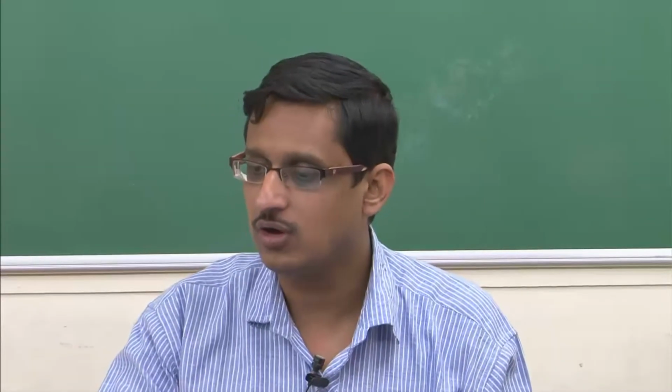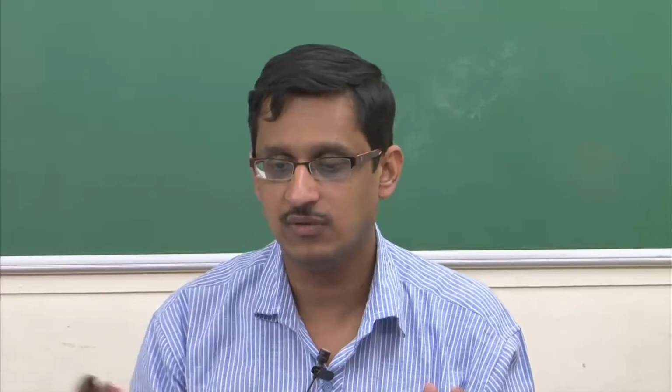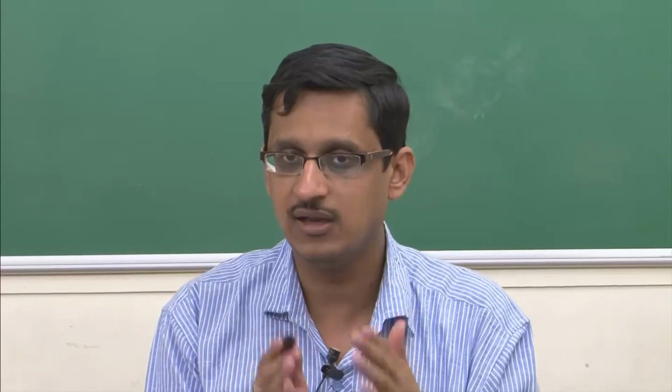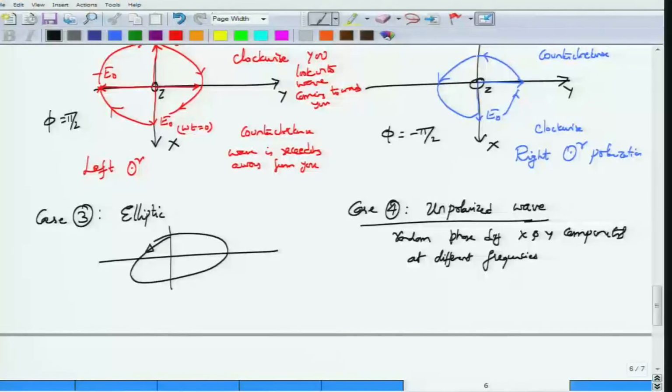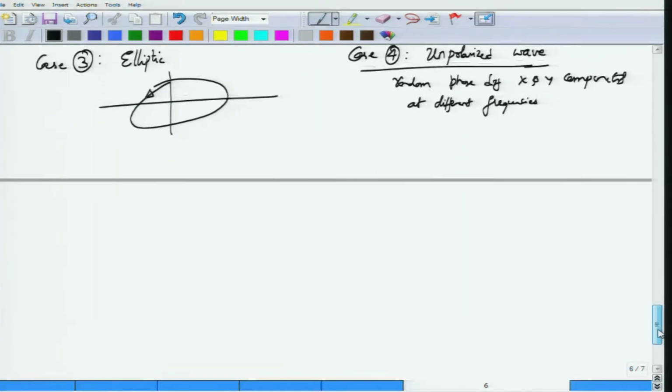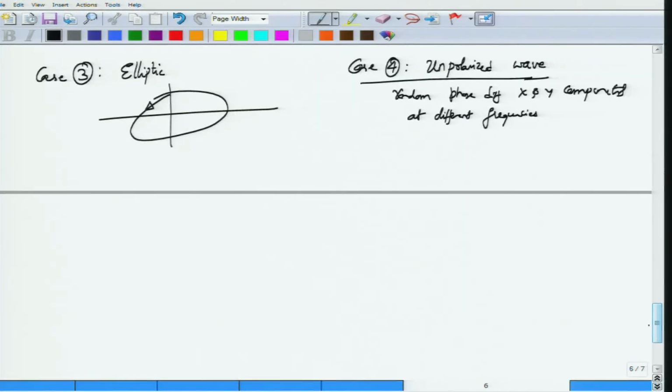So usually we don't talk of an unpolarized wave for a particular single frequency wave. For that you have only these cases: either linear polarization, circular polarization, or elliptic polarization. Unpolarized normally implies that you are considering waves of different frequencies added together. So this was all about polarization. There is a lot to be said about that, but we are not going into so much detail.